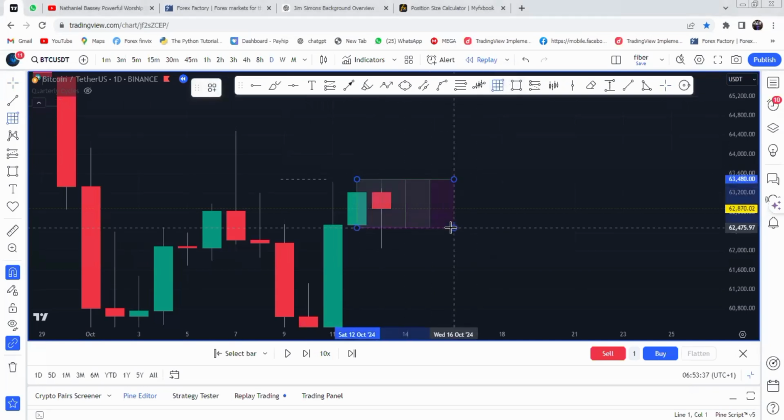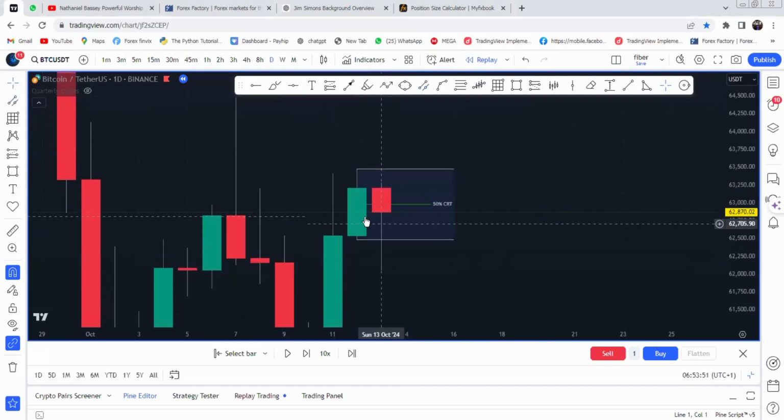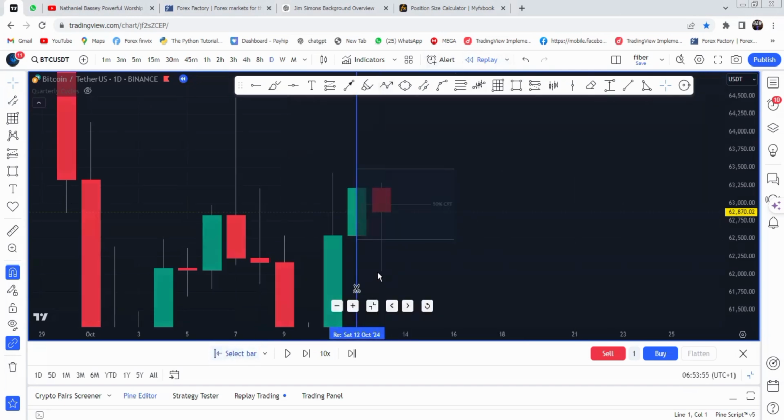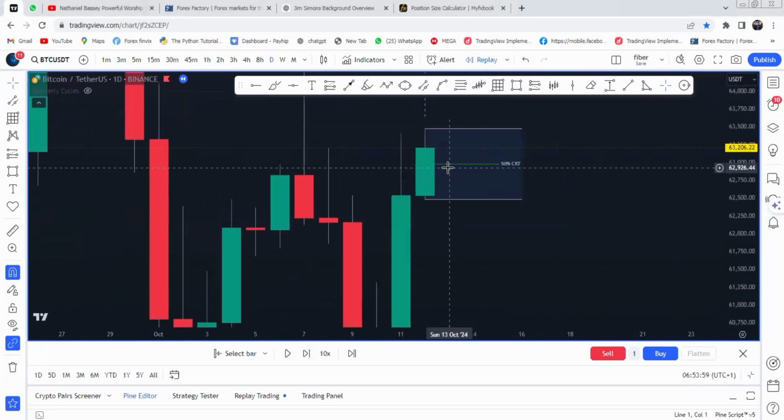This candle can be like our CRT candle, okay? This candle alone here. All right. So if this is our CRT candle, what are we going to be doing at this point? Let me just replay this so that we look at it together. Okay. So we have a CRT candle formed.